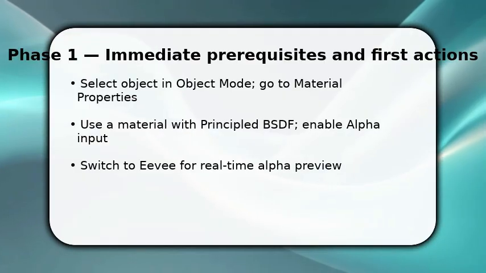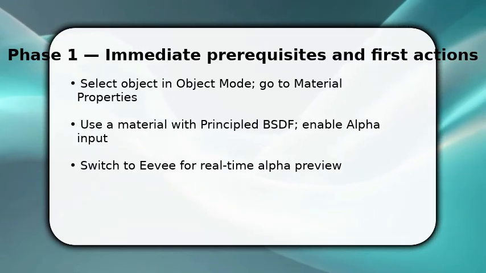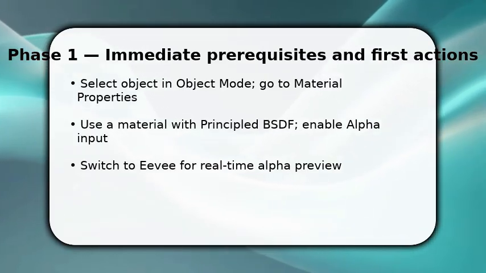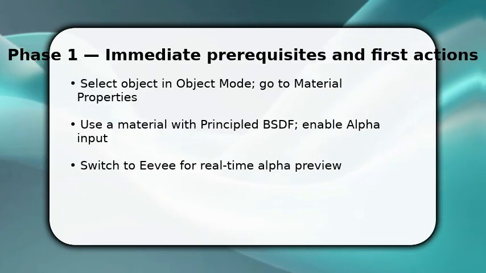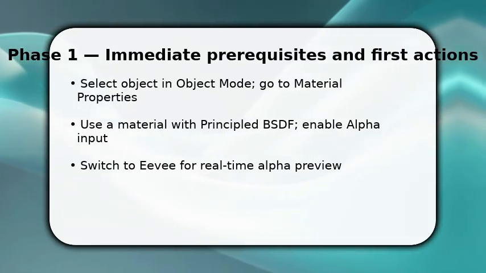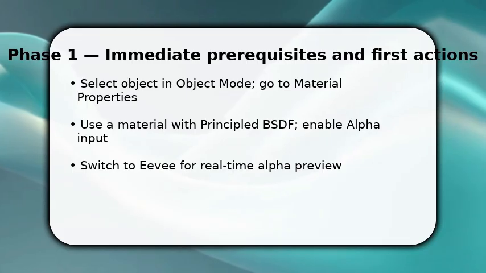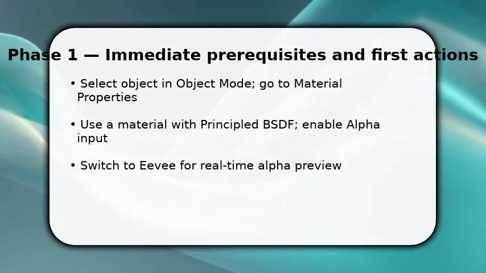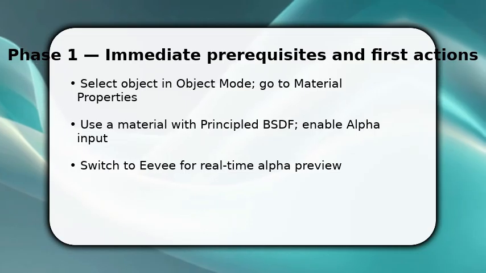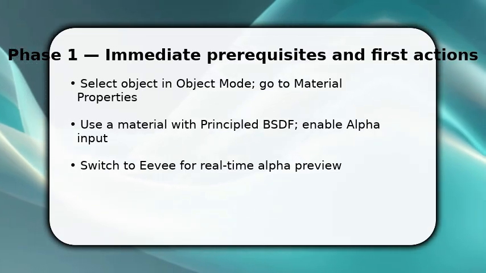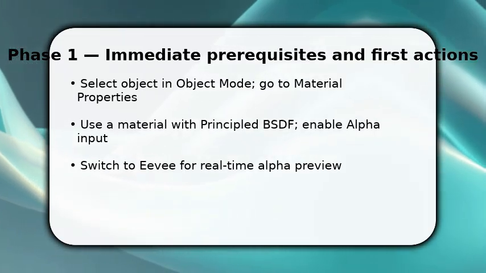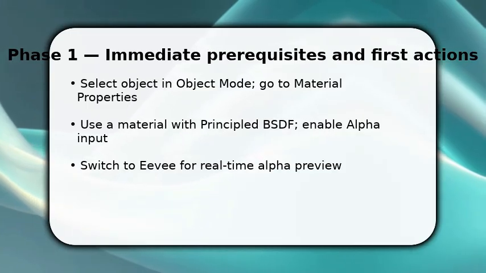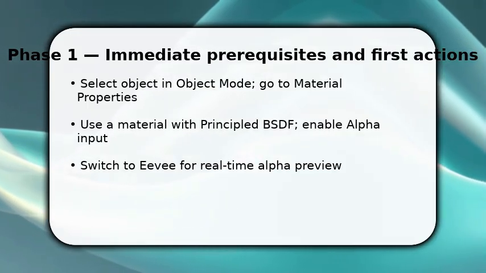You start by selecting the object and opening material properties. This is essential because Blender links opacity to material nodes. Once done, add or confirm a principled BSDF shader and expose its alpha socket so you can drive transparency. Make sure to switch the render engine to Eevee for immediate feedback. Cycles can show transparency, but requires different render settings.